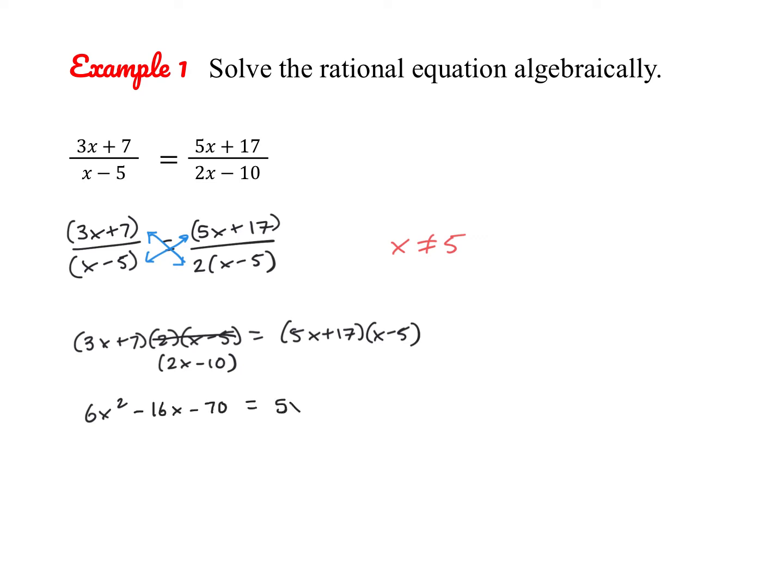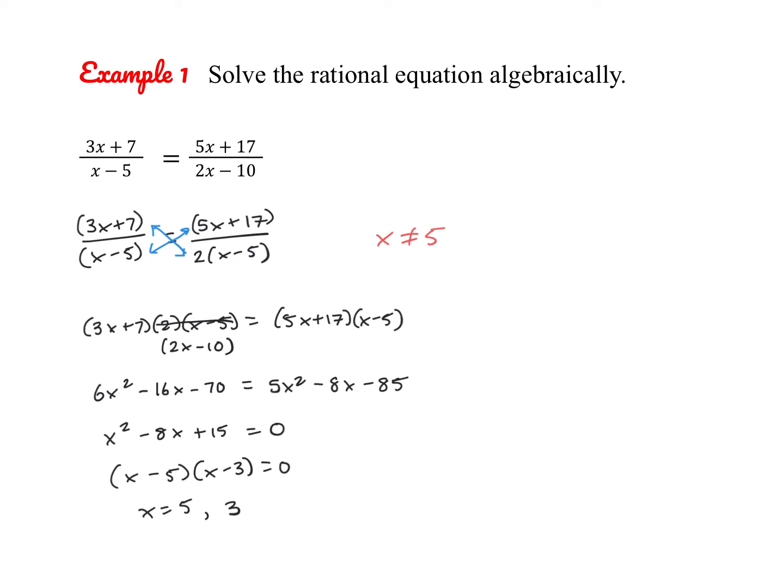then on the right we have 5x squared, and then we have minus 25x plus 17x, so minus 8x, and then minus 85. So we have a quadratic equation, so let's set it equal to 0. So we get x squared minus 8x plus 15 equals 0. So this we can solve by factoring. So x minus 5 times x minus 3 equals 0. So here we get x equals positive 5 and positive 3.